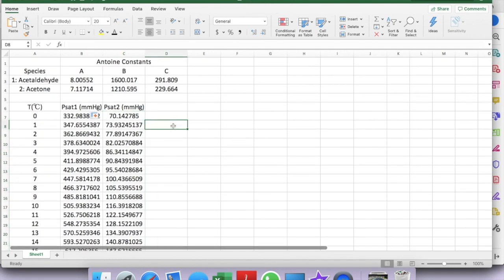There you go. Keep in mind that using this equation to calculate the saturated pressure, you will have the units mmHg. If you want to convert to kilopascal or bar, you have to use the conversion factor.